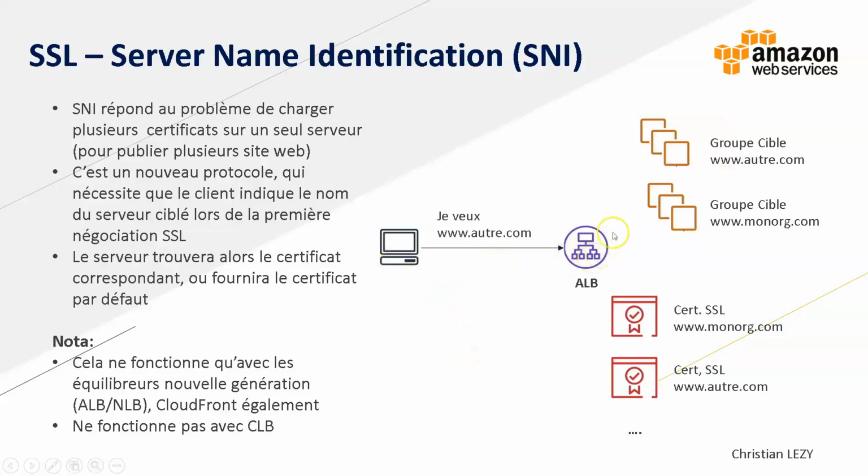Our client will ask our load balancer, I want to connect to www.ut.com. At this point, our load balancer will search its certificates for the corresponding certificate, and then redirect us to the right target group. If we're not given any particular indication, or if you want to go to the default site, the default behavior of our load balancer will be to provide us with the certificate that it has by default, and that will take us to munok.com.